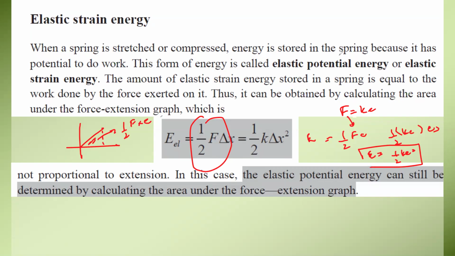If the spring constant is a constant value, what is the relation between the energy stored and the extension of the spring? It is directly proportional to the extension squared. This means if I double the extension, the energy stored will be 4 times. If I triple the extension, the energy stored will be 9 times. If I quadruple the extension, the energy stored will be 16 times. So for a spring with a constant spring constant, the energy stored is proportional to extension squared.